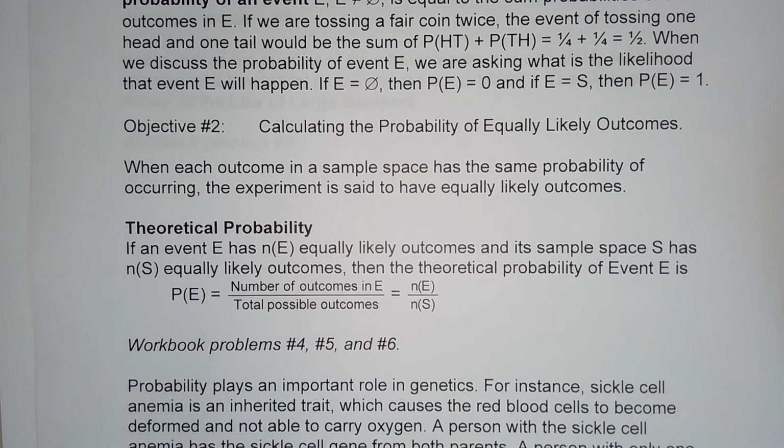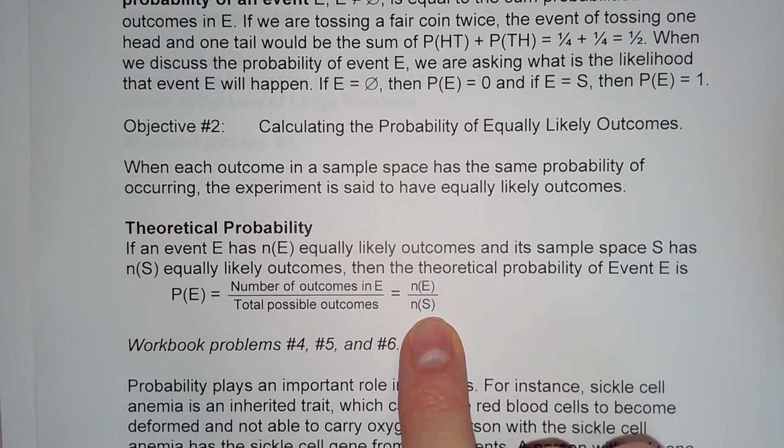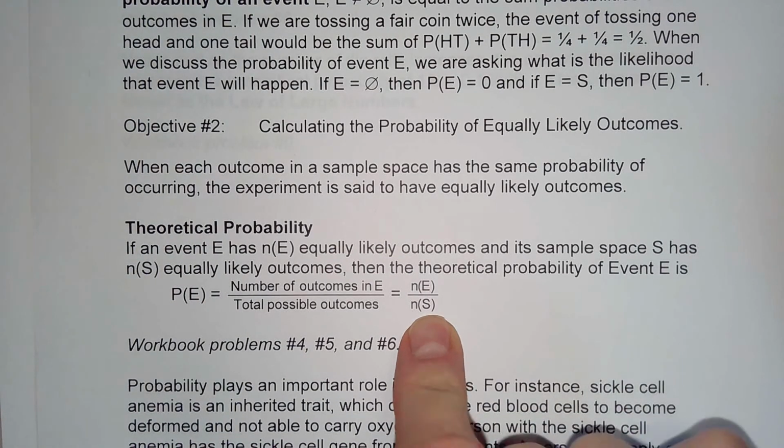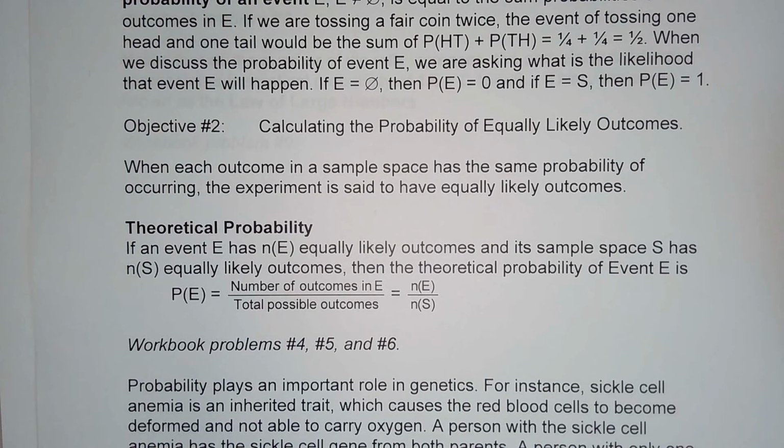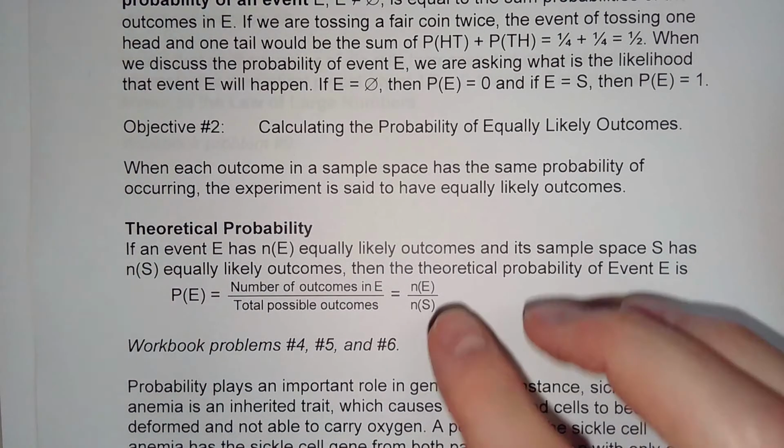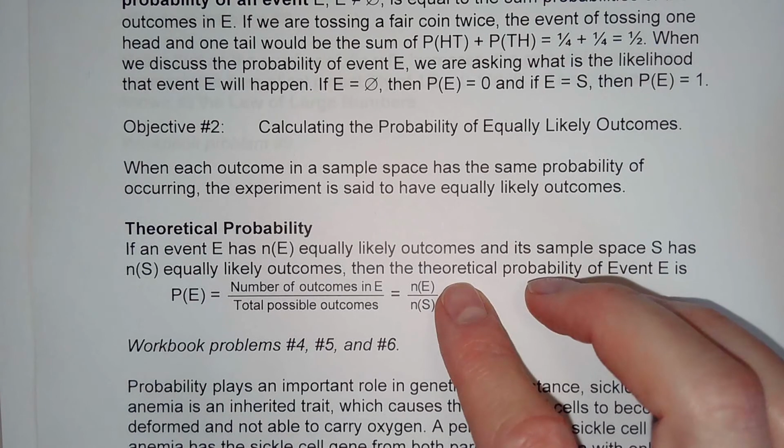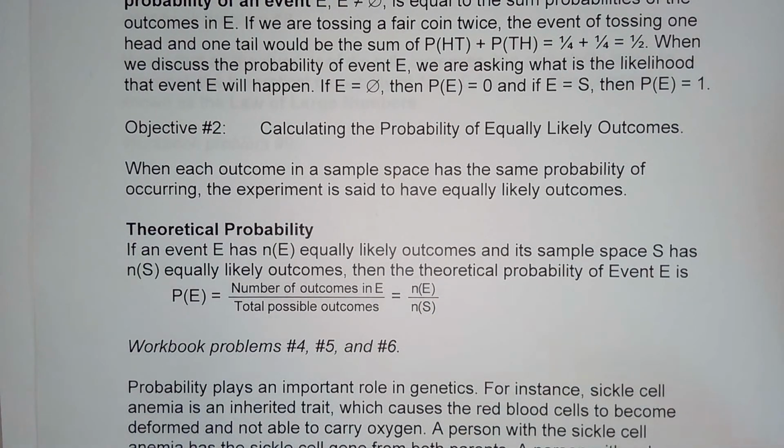Alright, so in English, if I'm rolling a 6-sided die, my total number of possible outcomes would be 6. That would be on the bottom. And let's say my event E is rolling an even number. Well, I have 3 even numbers I can roll. I can roll a 2, a 4, or a 6. So the number of outcomes in E would be 3, because I have 3 different even numbers. So that would be 3 over 6, which would reduce to 1/2.